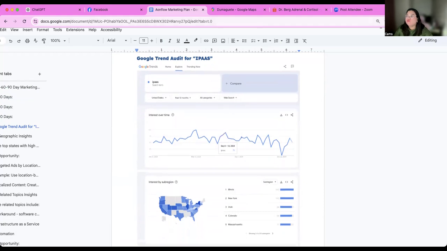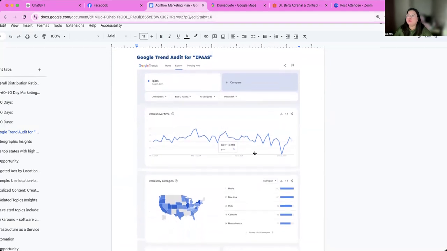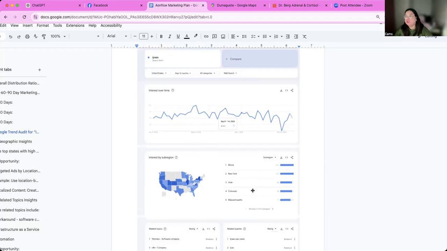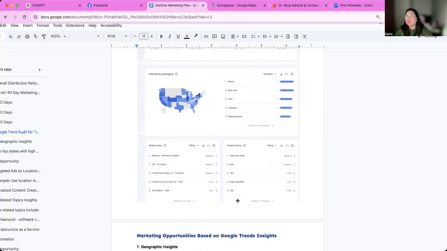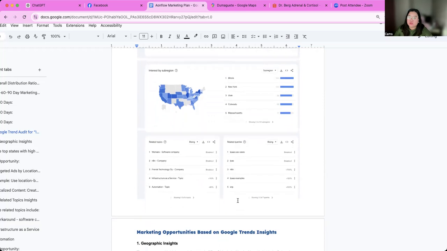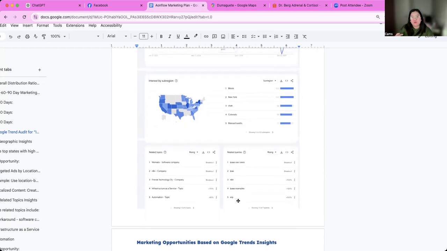So ano ba yung use niyan? For you to understand kung meron ba kayong market and then saan ba yung market nyo? At the same time, what are the topics that are correlated to that market? So you can customize yung strategy nyo and then know saan ba yung may competition or somehow less competition and then you have the chance to market your product.